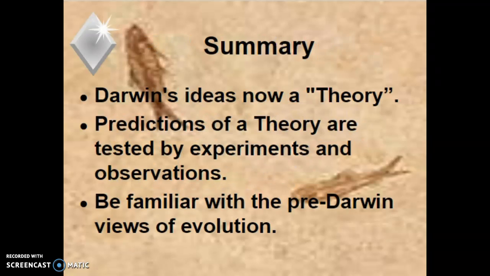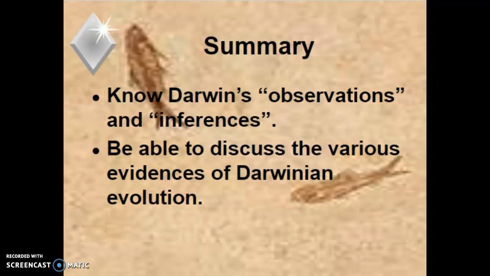So that's kind of the big ideas from chapter 22. Just to summarize, Darwin's ideas are a big T theory. Notice that big T theories have to make predictions that we have to be able to test. Be familiar with those pre-Darwinian views of evolution, what they said, how they affected Darwin, all those types of things. Know what Darwin's basis was, and then be able to discuss all that evidence that I covered in this video. So that's chapter 22.